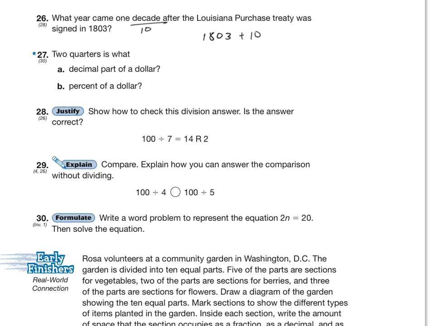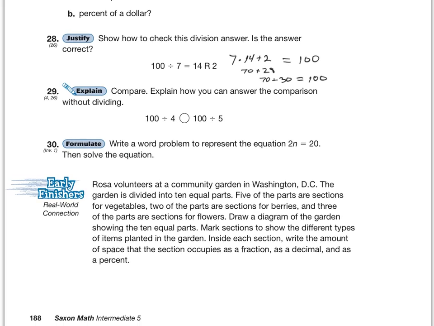28, justify, show to check. So this would be a fact. If I had 14 remainder 2, and I multiplied this by 7, I always do multiplication first, and I added 2, it should equal 100. If I'm not mistaken. 7 times 14 equals, when I was doing math, it's 70. And 7 times 4 is 28. And 28 plus 2 equals 30. So I have 70 plus 30 equals 100. Is that true? That would be a way of justifying there.